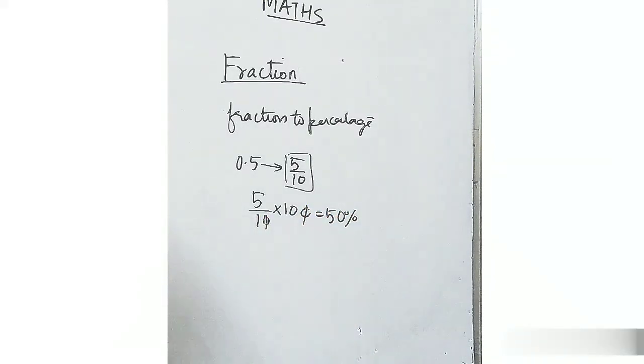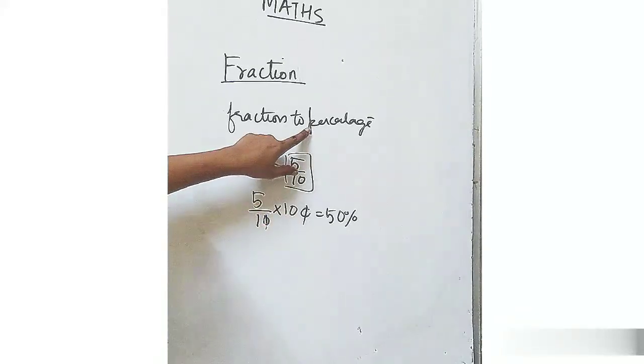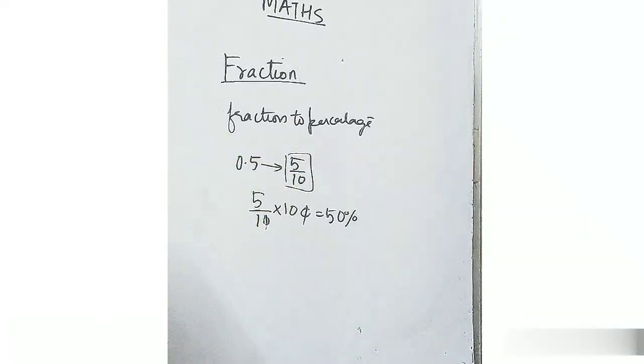So this is the way we convert a fraction to a percentage. First thing, if they give a decimal point and tell you to convert it to a percentage, first the decimal point should be changed to a fraction. Then the fraction is to be multiplied by 100, because 100 is the percentage. Out of 100 only we take the percentage. So this is all about these conversions.